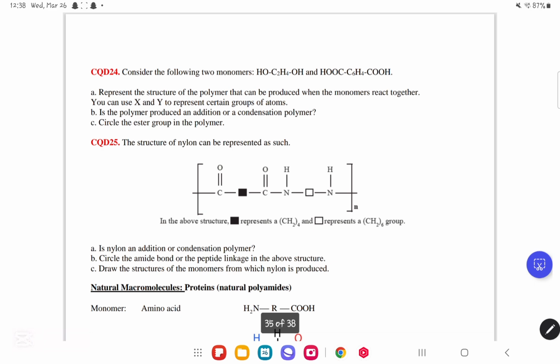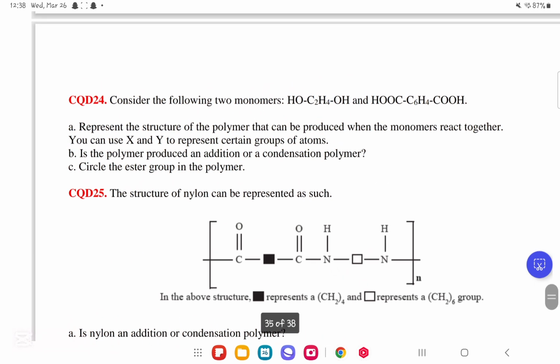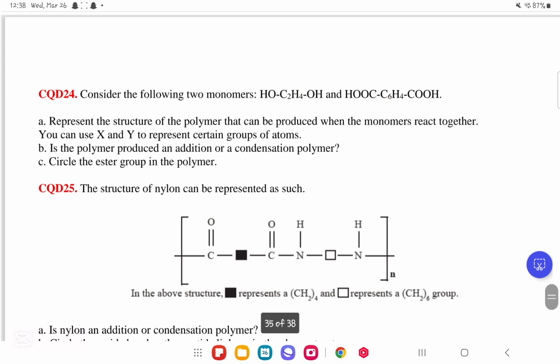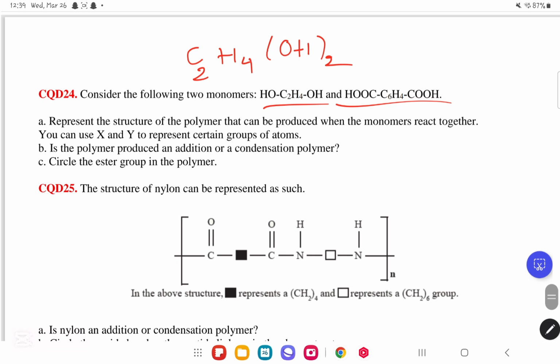Let us move on to CQD number 24. What does CQD number 24 say? It says consider the following two monomers, this and whatever that is, represent the structure of the polymer that can be produced when the monomers react together. So very simply, if you write it in a closed format, in the molecular formula, it will be C2H4(OH)2. And this over here will be C6H4(COOH)2.